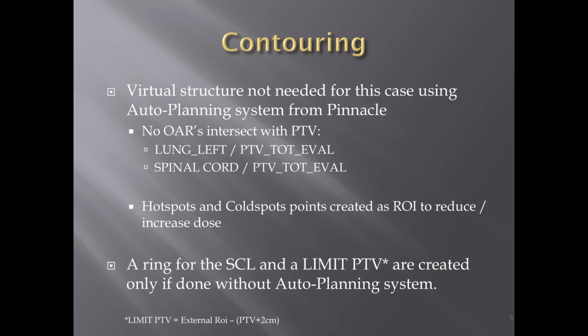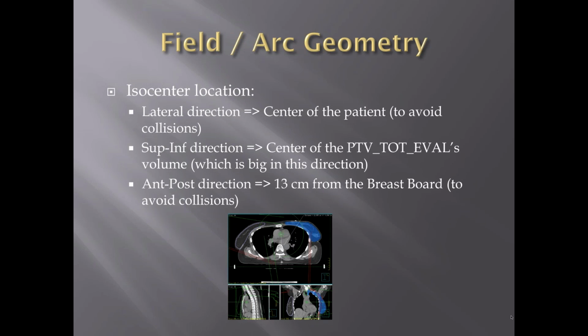Now one of the most important things for me is the isocenter location. So I place it in the center of the patient in the lateral direction to avoid collision, and in the center of the PTV total volume because it's big. So you have to place your isocenter in the center of this volume, and at 13 centimeters from the breastbone to avoid collisions too.